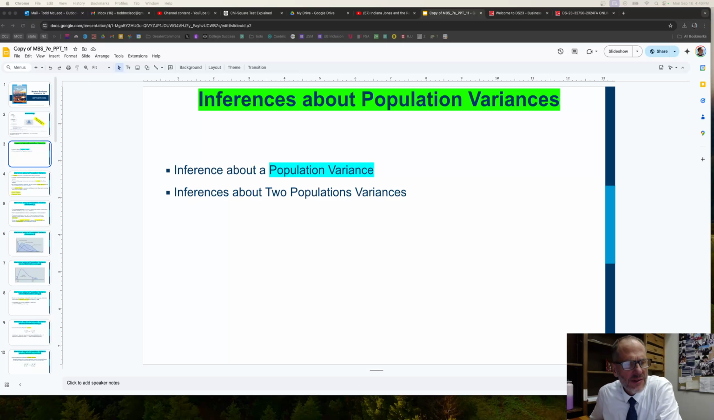Welcome to chapter 11, module 11. In this module, in this chapter, we're going to learn about variances. In the previous chapter, we were learning about means and differences between means. Now we're going to see how we could get some information out of variances.